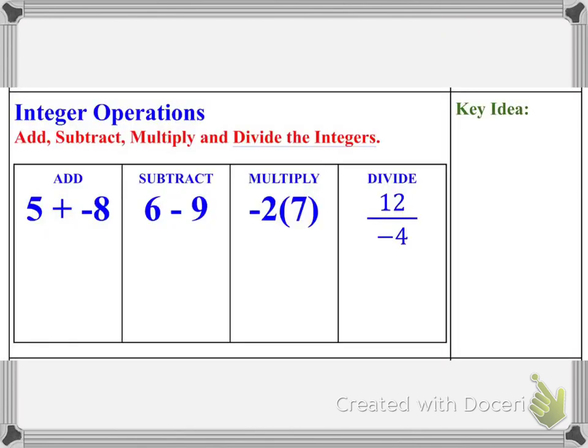The next problem talks about the integer operations. So we have 4 different titles, 1 for each operation, including the integer operations title, the key idea, and then the add, subtract, multiply, and divide. Each one of those gives you a star if you wrote down all those titles.